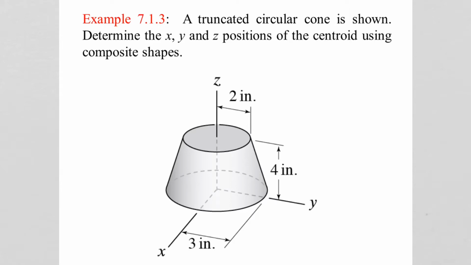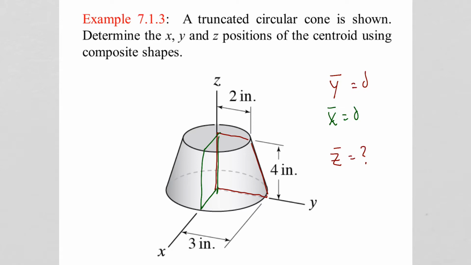Because of symmetry in the YZ plane with this shape, we know that our y will be 0, our y bar will be 0. And because of symmetry in the xz plane, our x bar will be 0. So now we just have to determine what our z bar is. So we'll be looking for z bar.